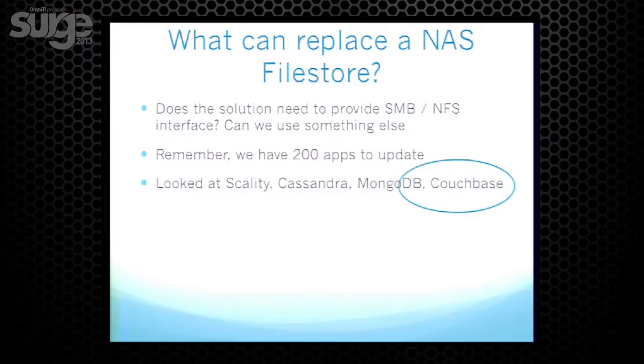Couchbase is memcached based. It has persistent storage, saves it to CouchDB, key value store in memory. So that's what we picked.